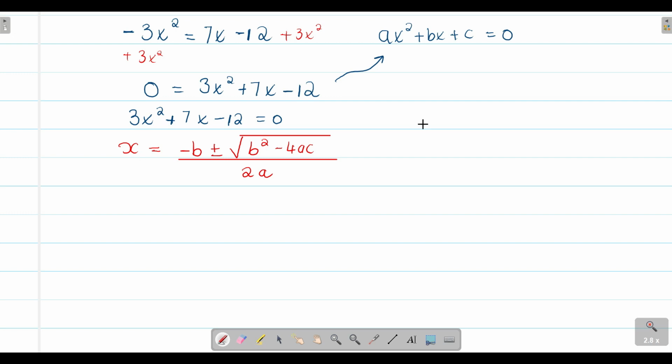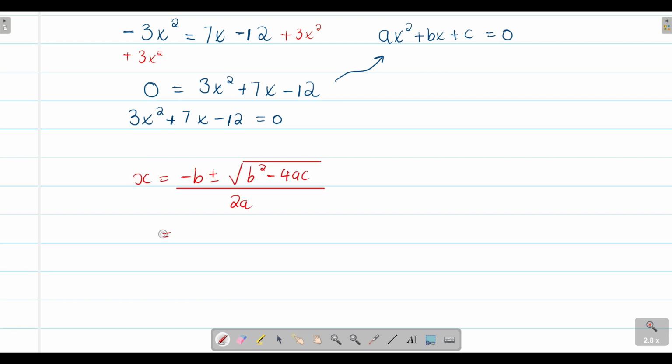Okay, so here, let me just do this so that you guys can see. So what is the B? What is the A? What is the C? Do you see that the A is the coefficient for the x squared? The coefficient for our x squared is our A. So our A is 3. What is our B? Our B is the coefficient for x. Here, the coefficient for x is positive 7. So that is our B.